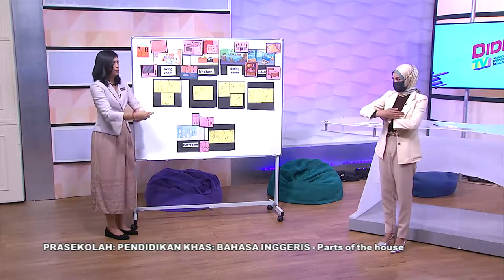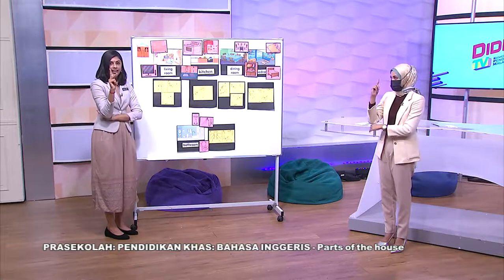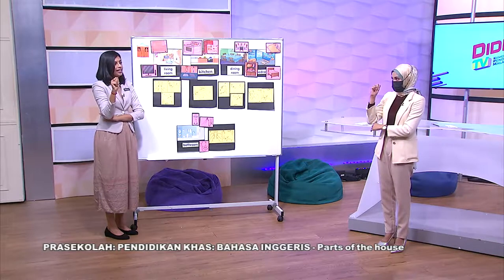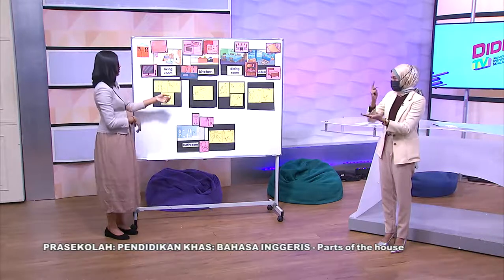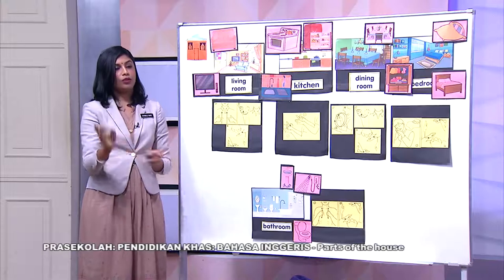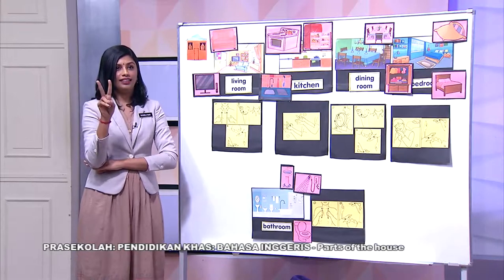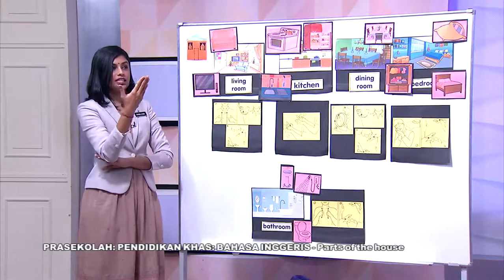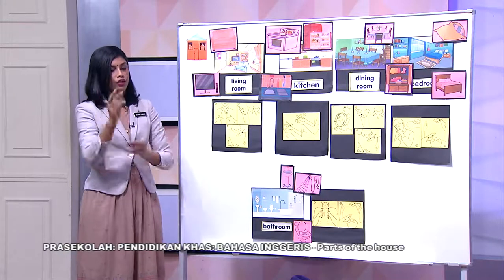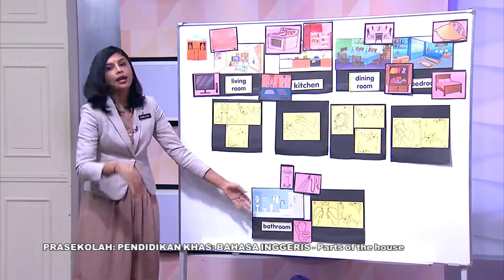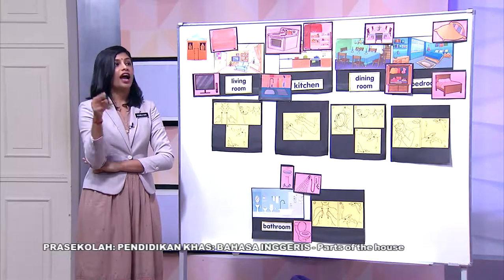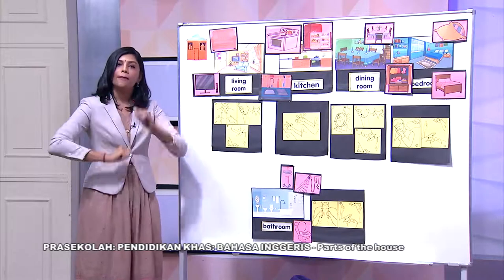Dining room. And the third one, kitchen: K, I, T, C, H, E, N. Kitchen. The fourth one, living room: L, I, V, I, N, G, space, R, O, O, M. And the last one is bathroom: B, A, T, H, R, O, O, M. Bathroom.